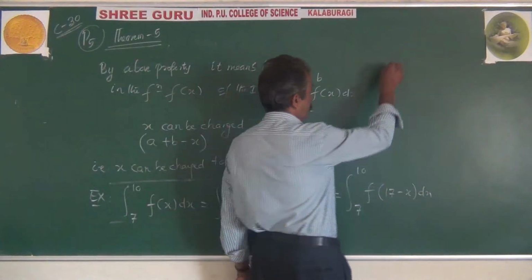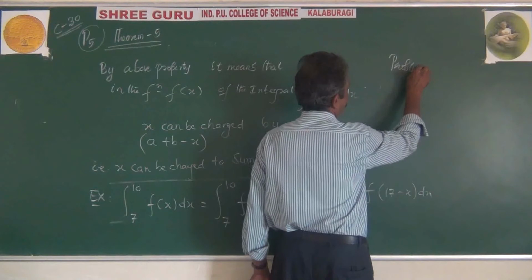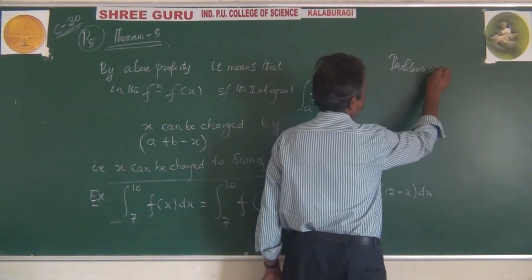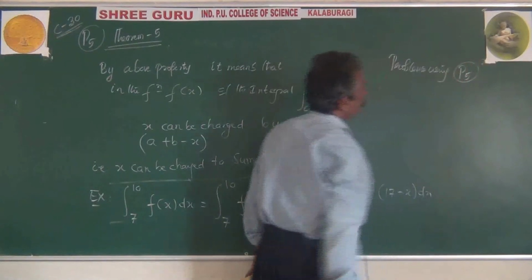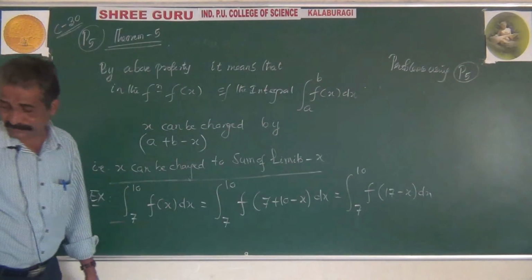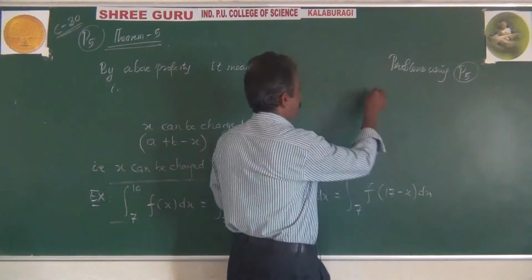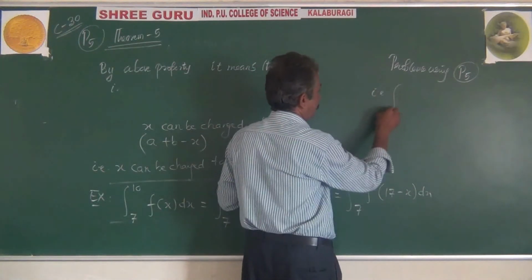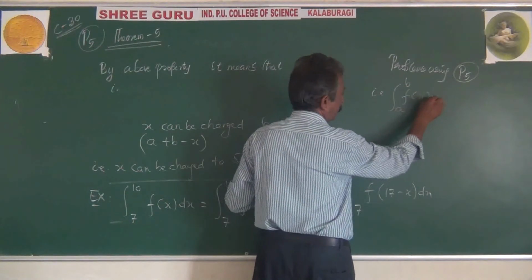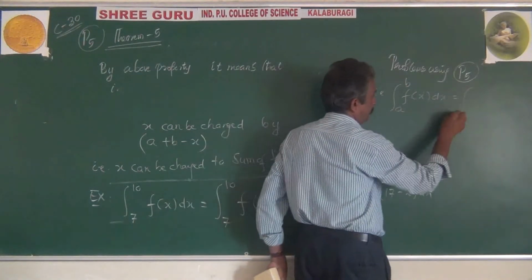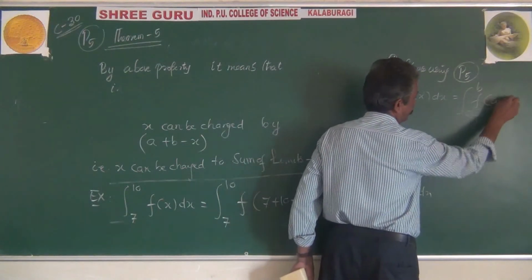You write problems using property number 5. Problems using property number 5, that is, what property? Integration a to b f of x dx equal to integration a to b f of a plus b minus x.